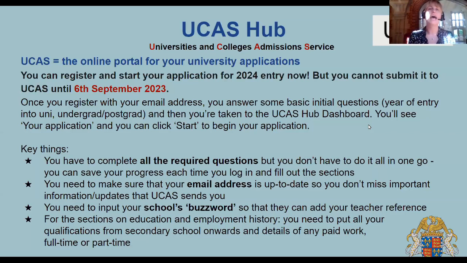For sections on education history, employment history, you need to put all of your qualifications from secondary school onwards, and also details of any full-time or part-time paid work. Now, these are just some things that I've picked out from the UCAS web pages. I would urge you to go directly to UCAS, to the website, for more information about this.